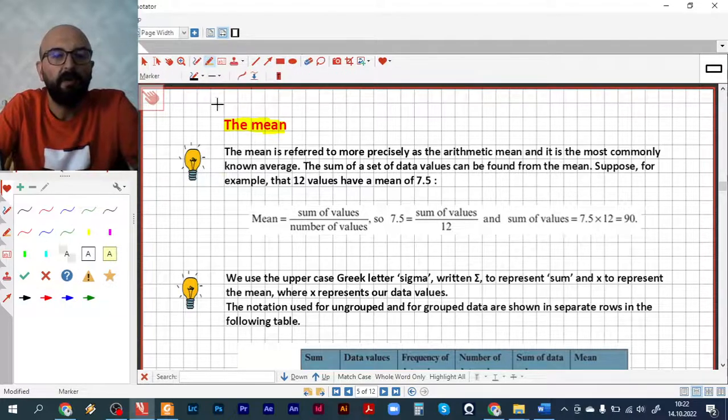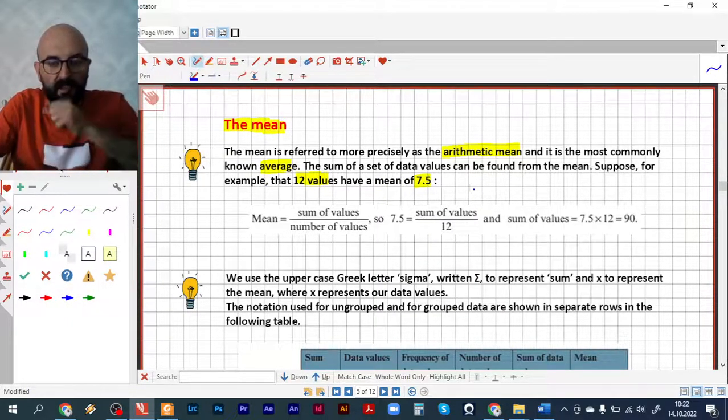The mean is referred to more precisely as the arithmetic mean. It's the most commonly known average. The sum of a set of data values can be found from the mean. Suppose, for example, that 12 values have a mean of 7.5.